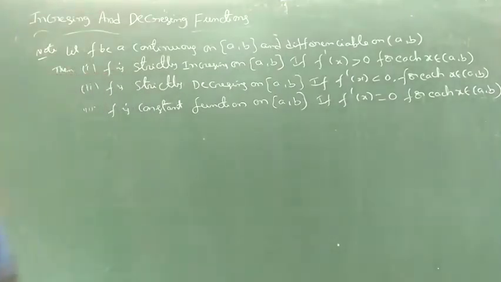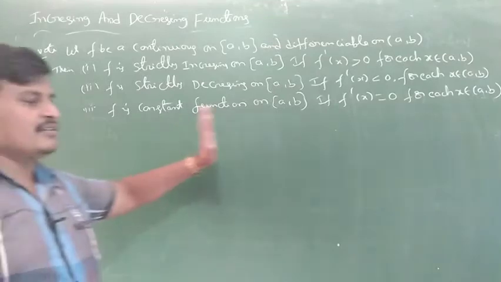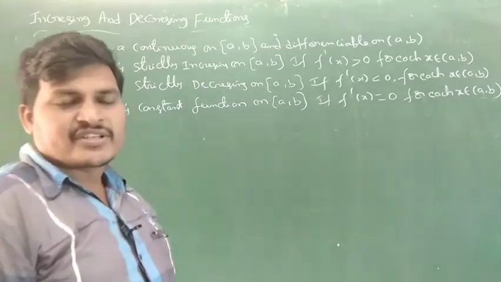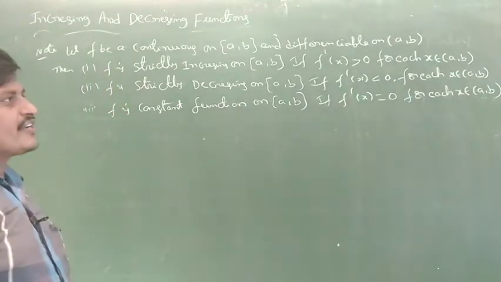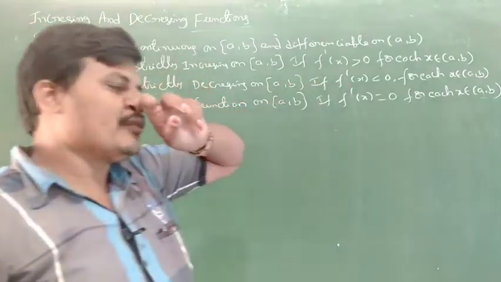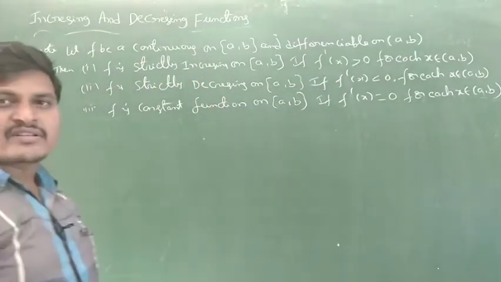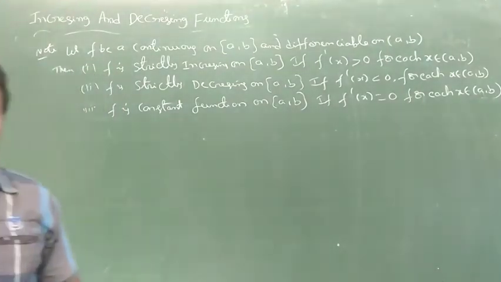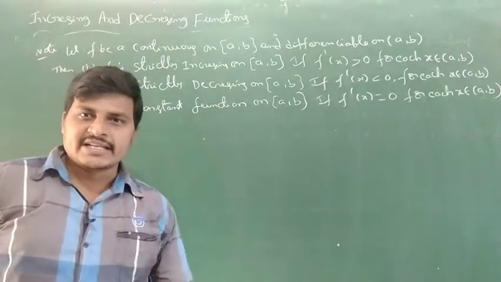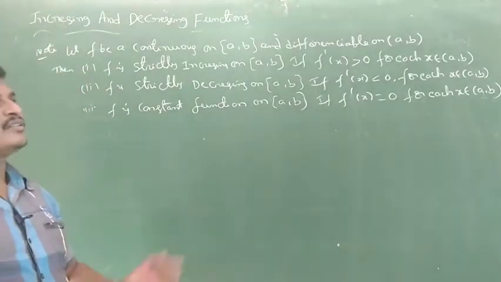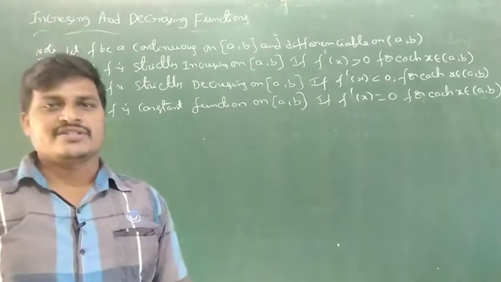This is the important one in problems using this method. Any function f of x is given; to decide whether it is increasing or decreasing, first take the derivative with respect to x. If f dash of x is greater than 0, it is strictly increasing. If f dash of x is less than 0, it is strictly decreasing. If f dash of x is 0, it is a constant function, neither increasing nor decreasing.